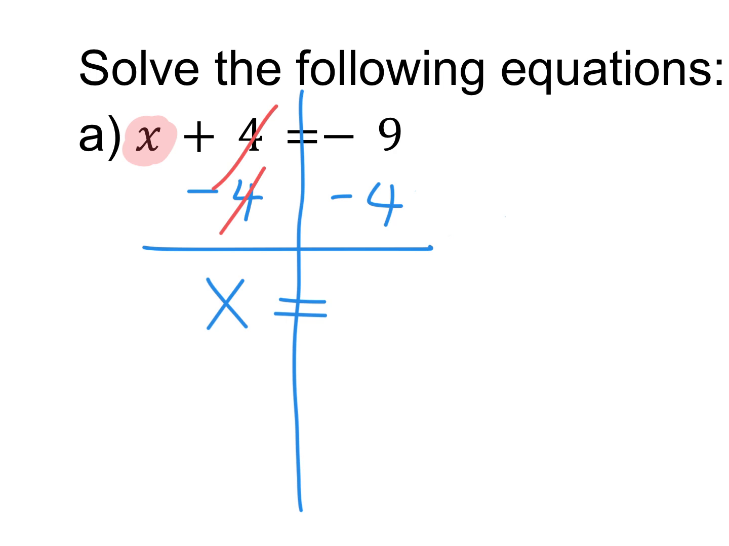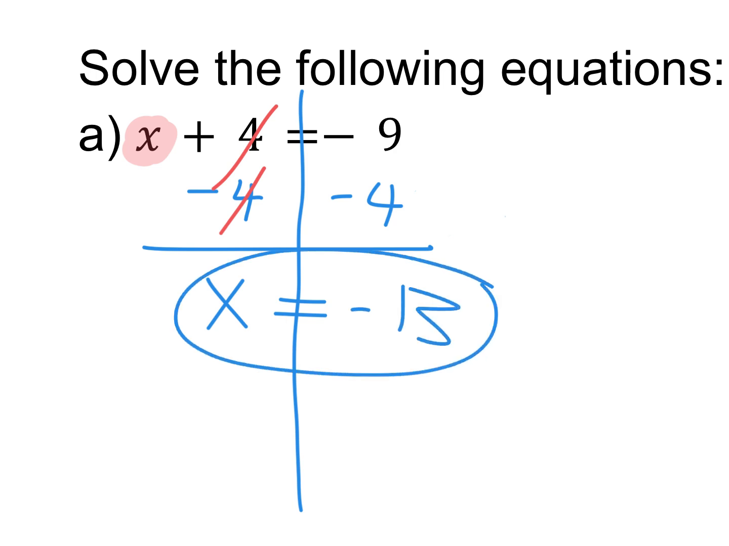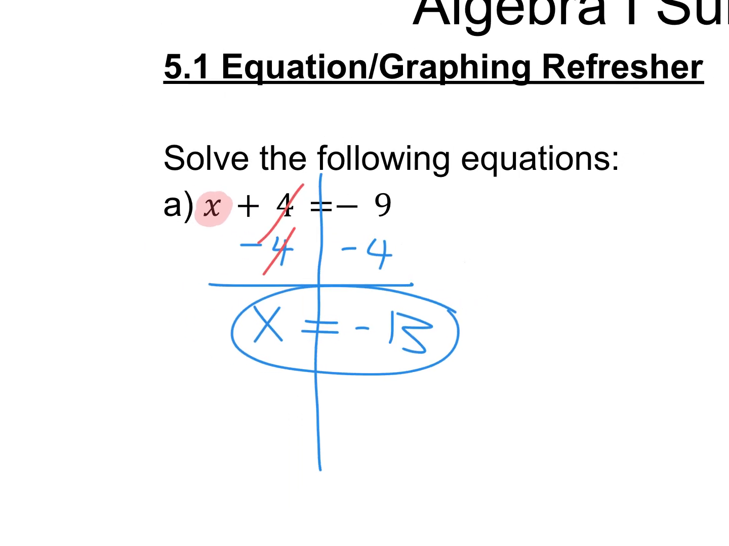To finish the problem, though, we have to look at the right side, because I also subtracted 4 on the right side. So over there I have -9 minus 4. If you're not confident with your mental math, I would use your calculator, plug in -9 minus 4, you should get -13. So that is how we do a one-step equation.